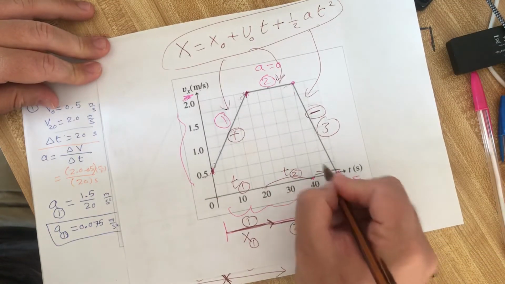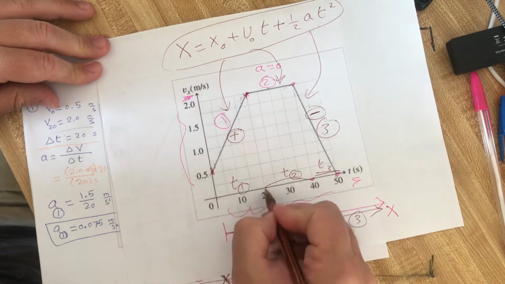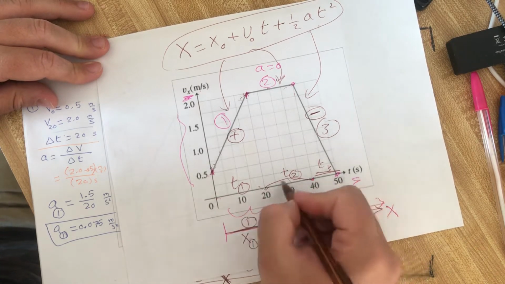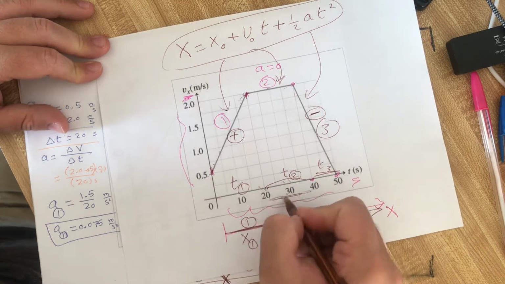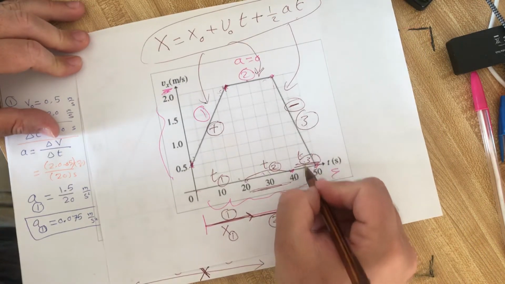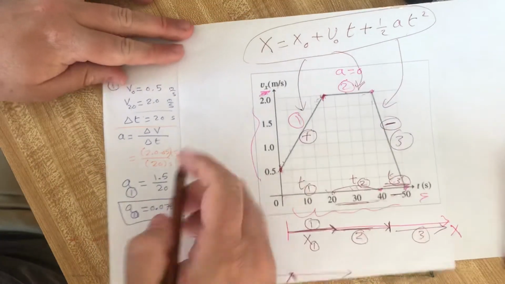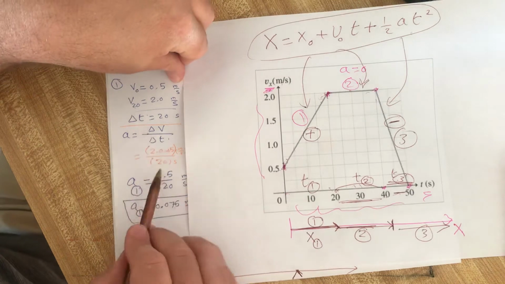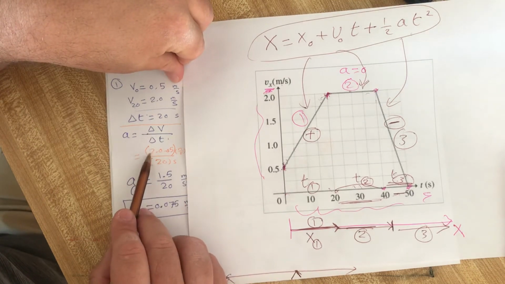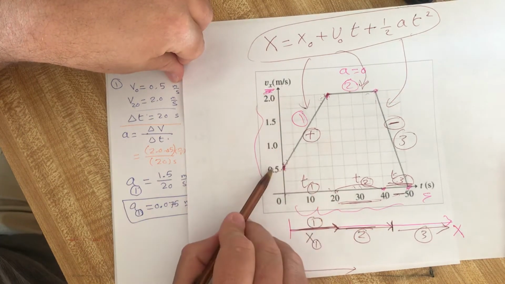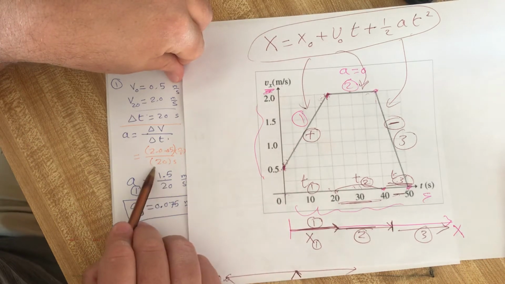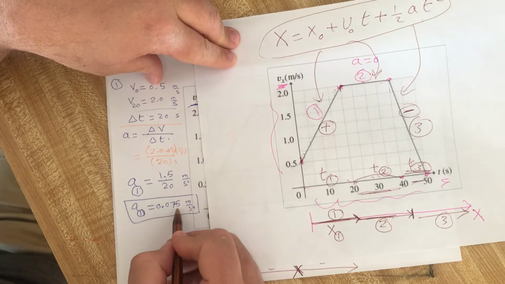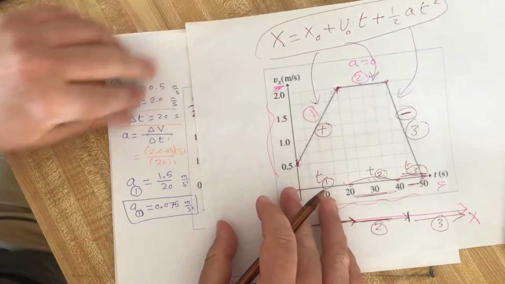this is t2, and this is t3. T1 is 20, t2 in the second stage is 20 seconds also, and t3 at the third stage is 10 seconds. Now I can find the acceleration. This acceleration is equal to delta v over delta t. Delta v is 2 minus half, which is 1.5, and the time is 20. So the acceleration will be 0.075 meters per square second.